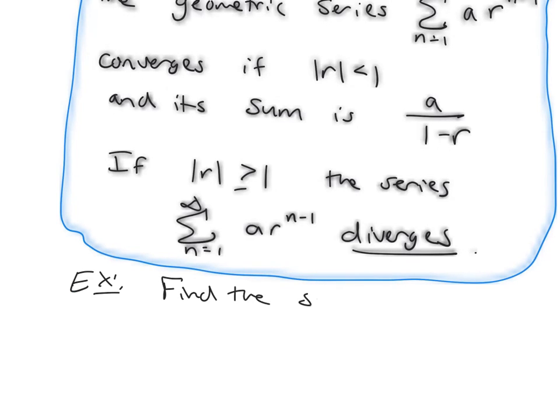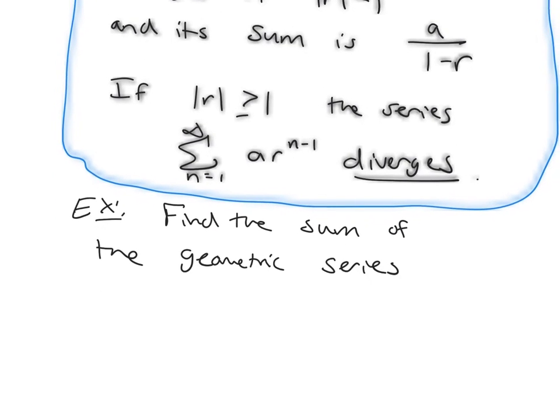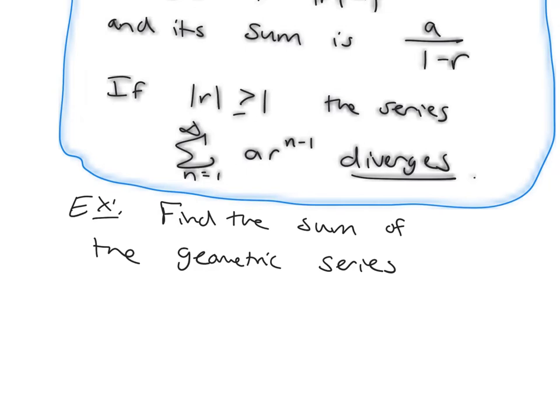Find the sum of the geometric series. It's going to be 5 minus 10 over 3 plus 20 over 9 minus 40 over 27.